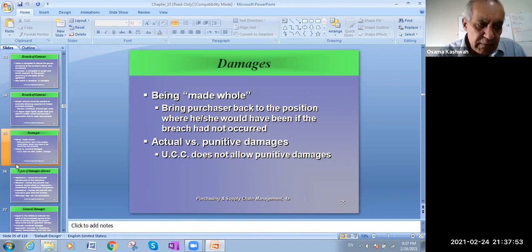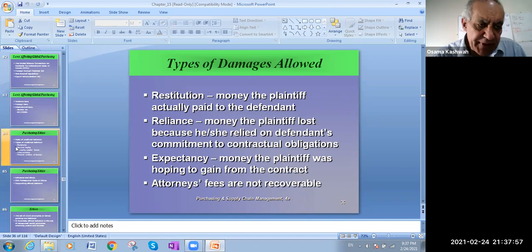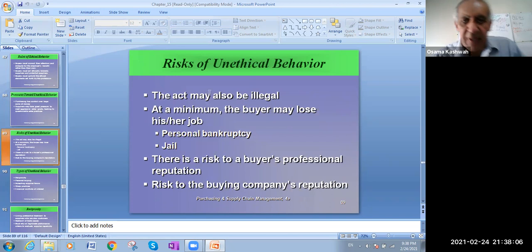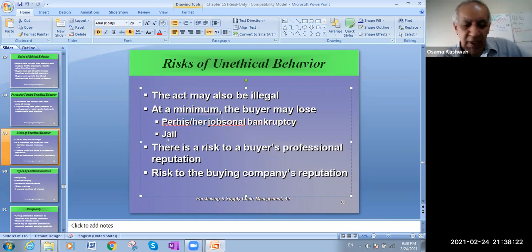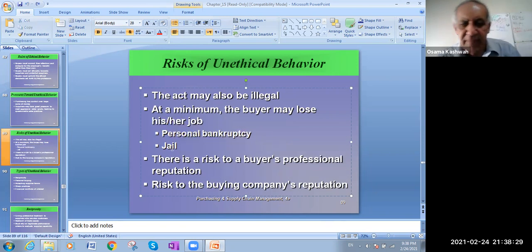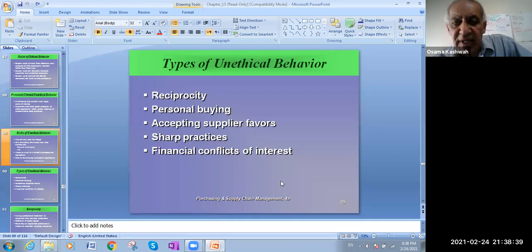I'll move now to another thing which is very important in this chapter: risks of unethical behavior. Unethical behavior includes a lot of things, and may also be illegal. At minimum, the buyer may lose his job, and so on. If the buyer's reputation is bad, or the buying company's reputation is at risk, all this is unethical behavior.